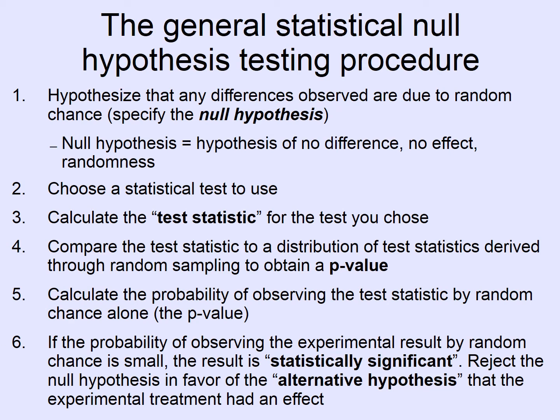And our test statistic, basically, to get our p-value was how many times did we get a difference that big or bigger. And if the probability of observing the experimental result by random chance is small, a rare event, the result is statistically significant. So we reject. We don't have support for our null hypothesis. Instead, we have support for our alternative hypothesis. We could be wrong, right? We always acknowledge that. We never have p-values of 0 or 1, but we're looking for what we call a rare event to give us support for our alternative.